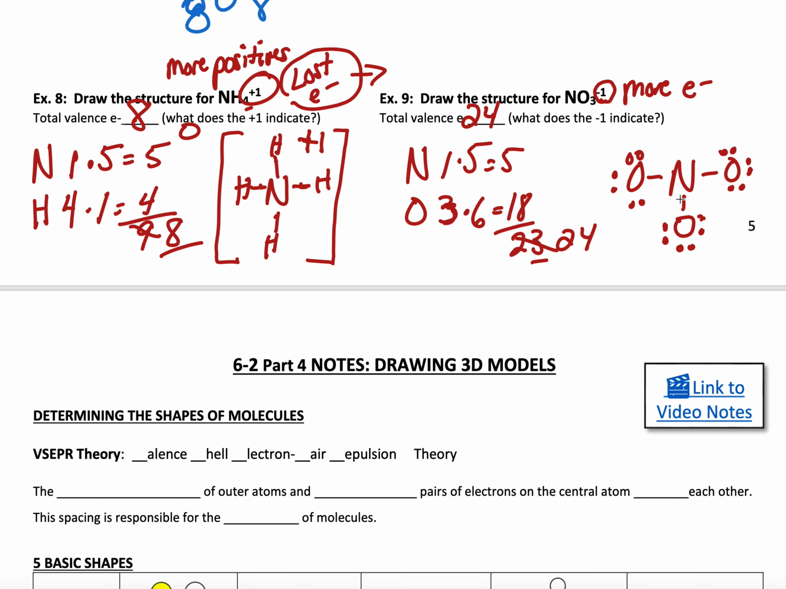Now we have to make decisions. How many remain? So we look at our number that we started with. We had 24. Let's see what we got here. 2, 4, 6, 8. Another 2, 4, 6, 8. Another 2, 4, 6, 8. 3 sets of 8 is 24. 24 minus 24. We have 0 remaining. That's how you know you can't just say, oh, look at that nitrogen. It needs 2. You don't have those 2. You had 0. You can't just put two of them on there.